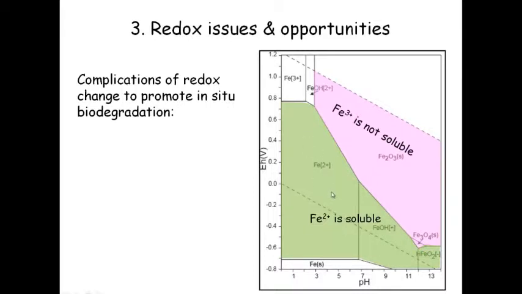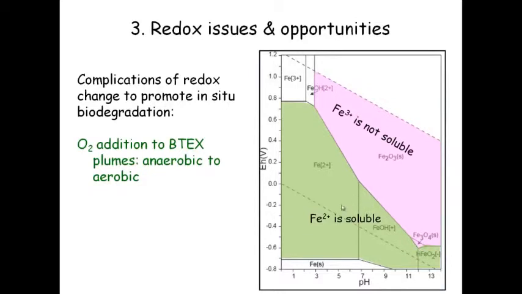And I've highlighted in green areas where iron 2+ is soluble, and areas in pink where iron 3+ is not soluble. Iron 2+ dominates in the reduced environment, iron 3+ dominates in the oxidized or aerobic environment. Well, what if we were to add oxygen to get BTEX to biodegrade? The BTEX likely exists in an anaerobic plume, so it exists somewhere down in this area. And in fact, most BTEX plumes have a considerable amount of dissolved iron because it is in the area where iron 2+ is quite soluble.